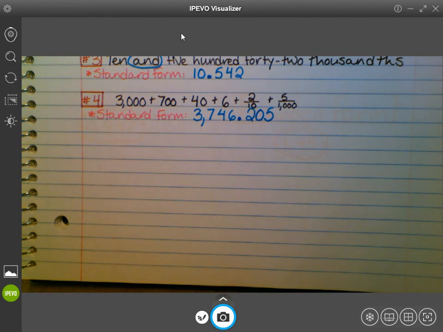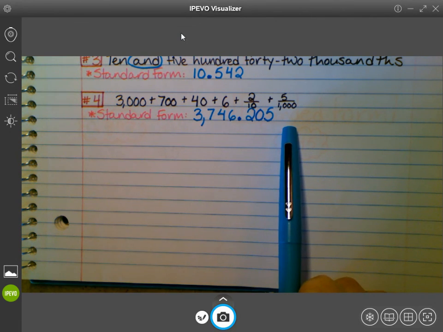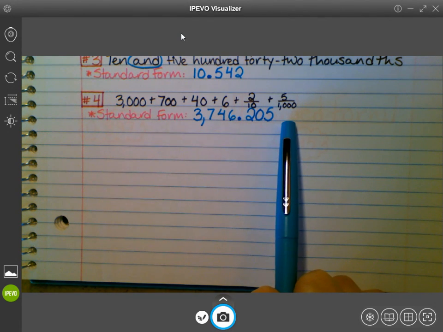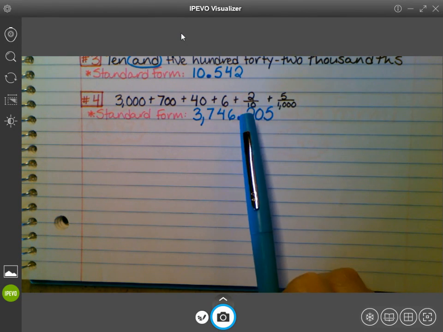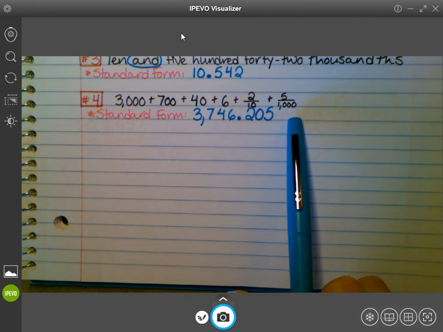And you guys, if you encounter any more fractions, just remember the denominator can tell you what place it's in, but also when you say the fraction itself, that tells you 2/10. So you know it's in the 10th place. Or 5 thousandths. That tells you it's in the thousandth place.